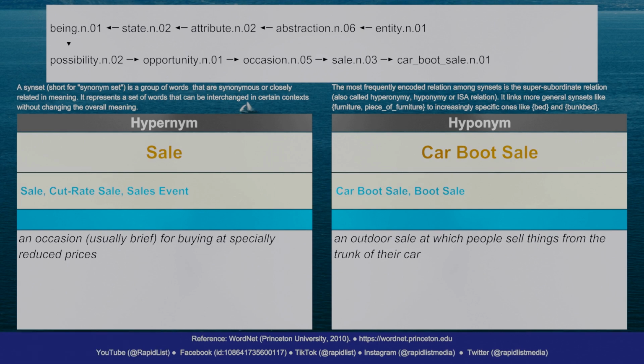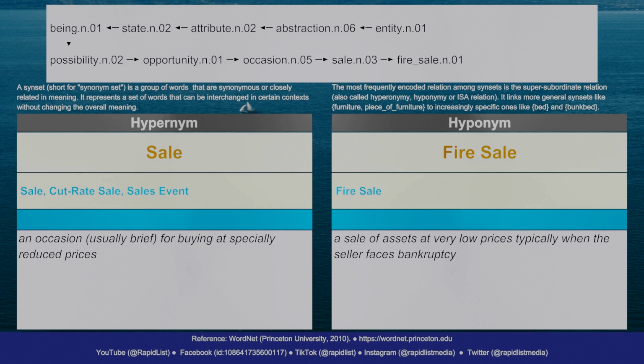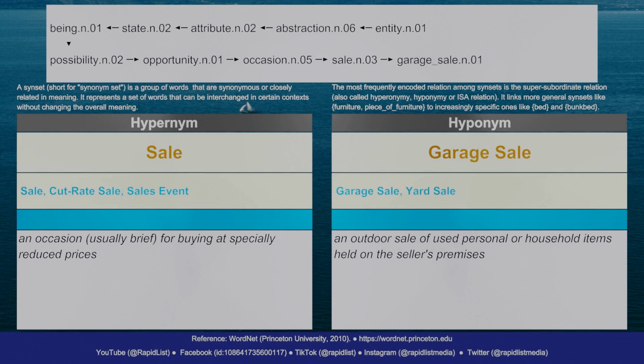Car boot sale. An outdoor sale at which people sell things from the trunk of their car. Clearance sale. A sale to reduce inventory. Close out. A sale intended to dispose of all remaining stock. Fire sale. A sale of assets at very low prices, typically when the seller faces bankruptcy. Fire sale. A sale of merchandise supposedly damaged by fire. Garage sale. An outdoor sale of used personal or household items held on the seller's premises.